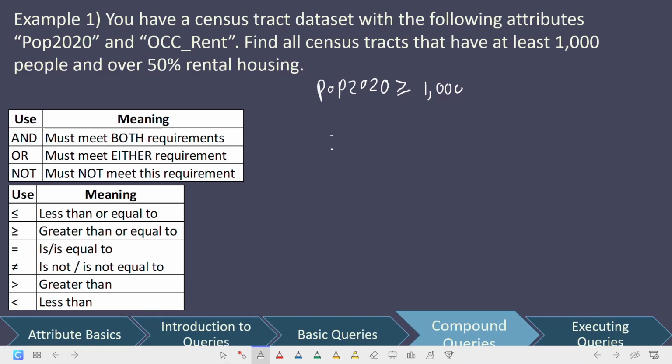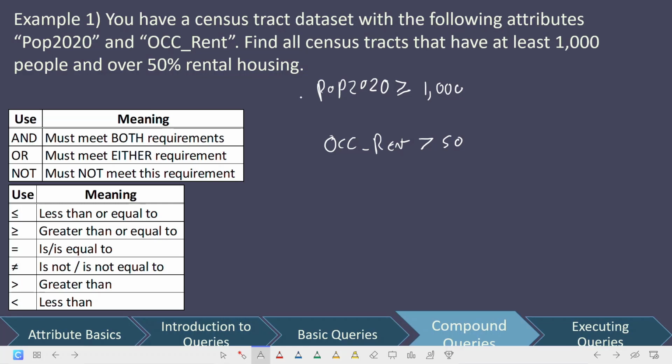So that's going to be OCC rent, greater than 50. So I've built two separate queries here, one based on the 2020 population to cover this first piece, and then one based on the occurrence of rental based on this second piece.